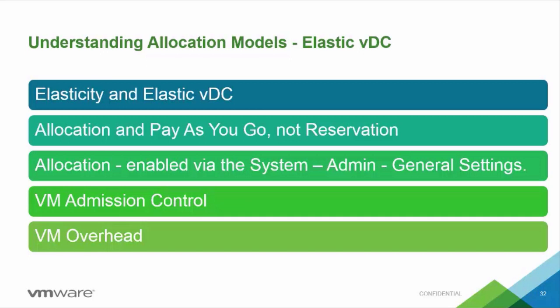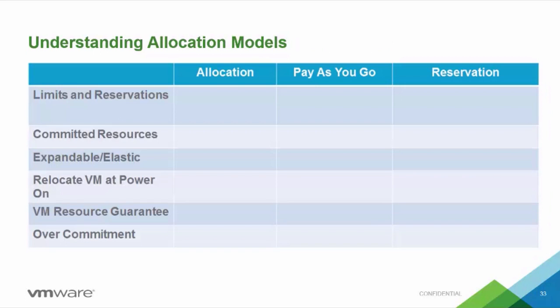Now that we've talked about our three allocation models and discussed elasticity, let's talk about the actual models in a bit more detail, exactly how they differ and what they're used for. With allocation, pay-as-you-go and reservation, we're going to talk about them under certain topics. The first one is limits and reservations.